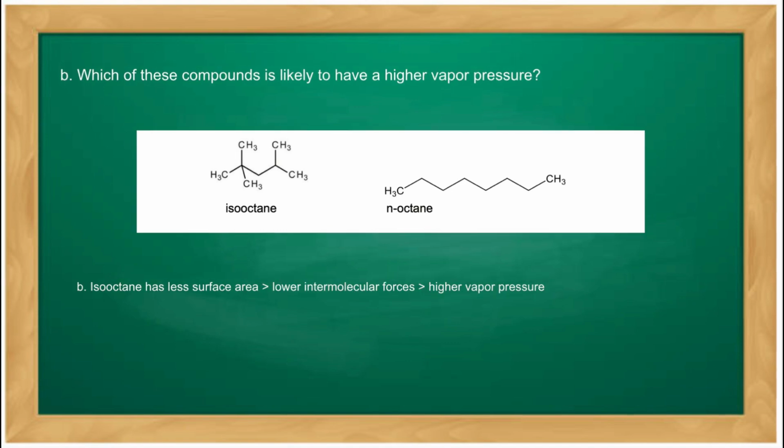Part B is asking which of these compounds is likely to have a higher vapor pressure. This is going to be the opposite of part A. Isooctane will have the higher vapor pressure because it's easier for it to turn into gas, because it has less surface area, so it has lower intermolecular force. It's less resistant to phase changes because molecules have less of a grasp on each other and will more likely break free and escape to the environment at lower temperatures than the n-octane.